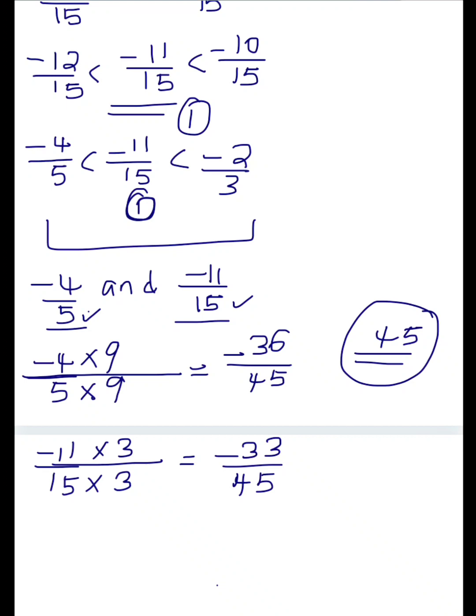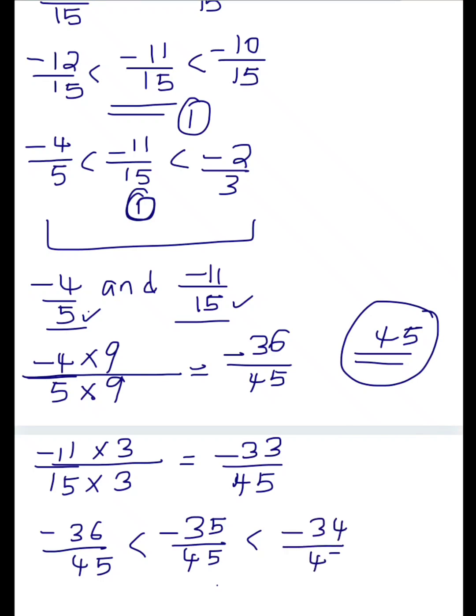Now you can find rational numbers between these two, that is minus 36 by 45 and minus 33 by 45. So what is next number after minus 36 by 45? Next number will be minus 35 by 45, and next number will be minus 34 by 45, and the next number will be minus 33 by 45.